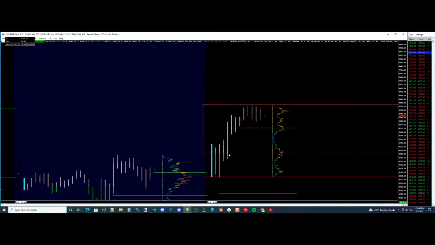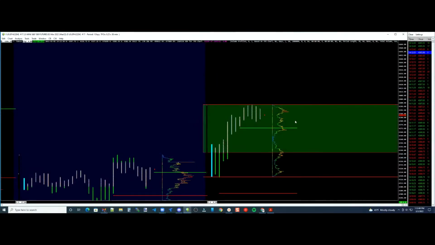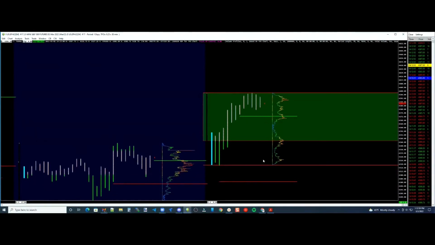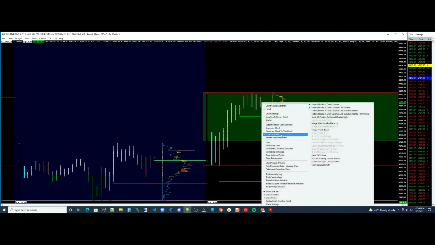Now, why do you want to identify where value is and where the point of control is? Now, this is probably the point of control based on the TPO, but actually it probably wouldn't be. Never mind. I don't know what these lines are, I'm just not going through all the settings right now. But the fact of the matter is, I want to know where value is. I want to know where my low volume nodes are.